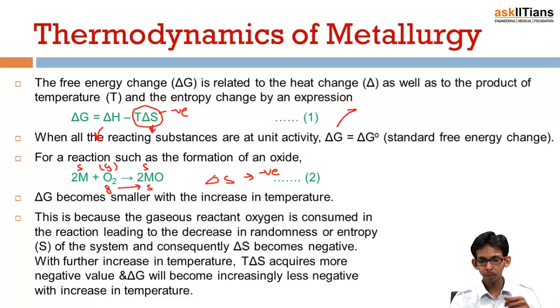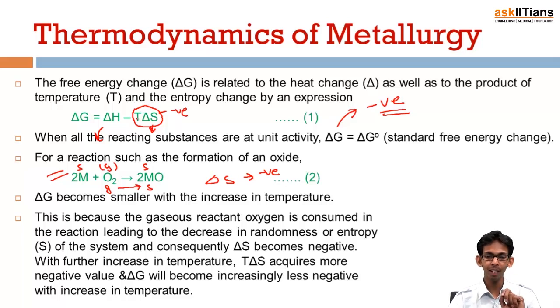For a spontaneous process, delta G should be negative. The more negative the value of delta G, the more spontaneous the reaction, and the more possible the reduction. Now what is happening in this type of reaction, in which a metal reacts with oxygen to form a metal oxide? The degree of randomness is decreasing. In the reactants there is a solid and a gas, but in the product we have only a solid. The gas is missing, so the degree of randomness is decreasing.